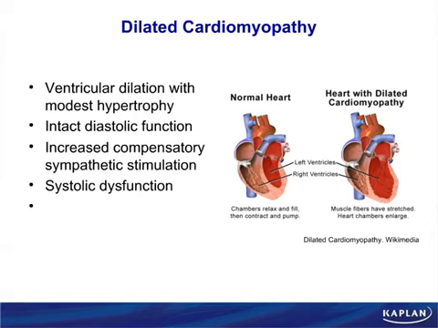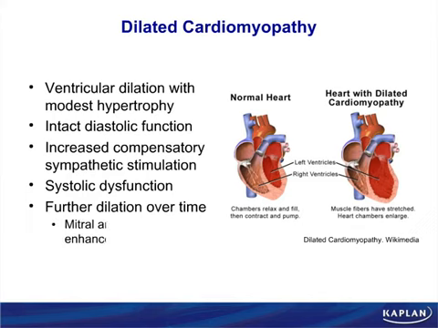Over time, the heart can dilate so much that you'll ultimately get mitral and tricuspid failure, which will then cause even more systolic dysfunction. This is because the heart's stretching out, and it's just going to pull open those valves. Basically, you get a regurg. You get a mitral and tricuspid regurg because of this stretching out. The heart is dilated out. Hence the term dilated cardiomyopathy.